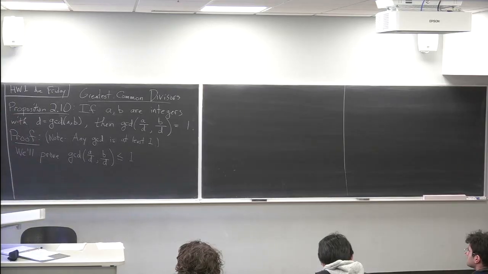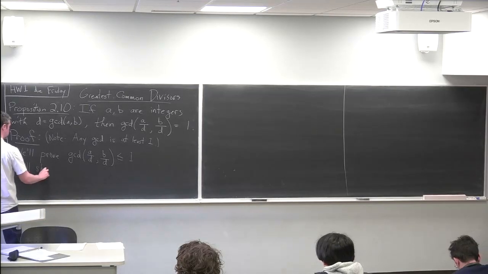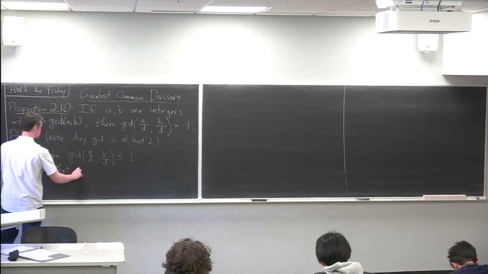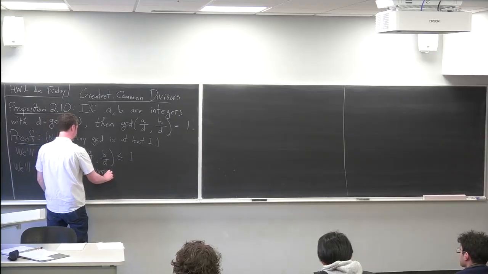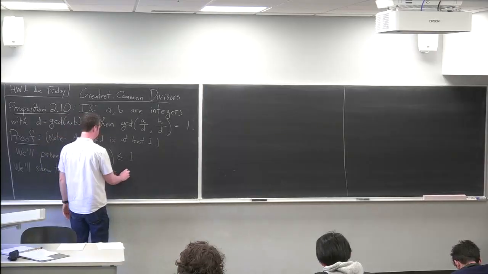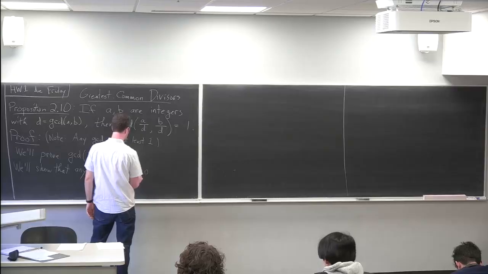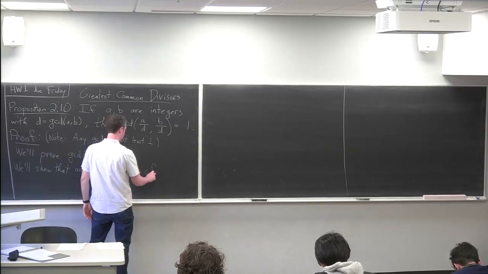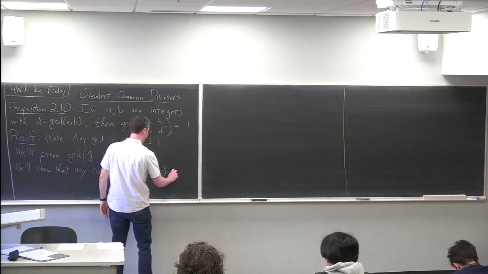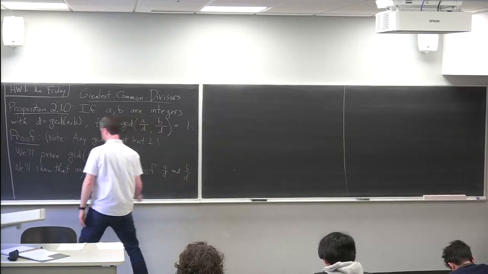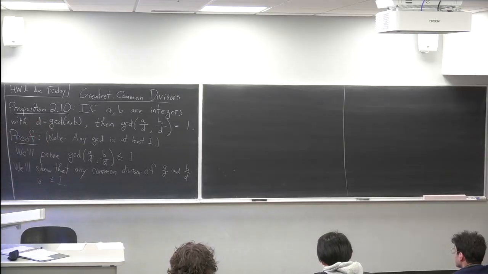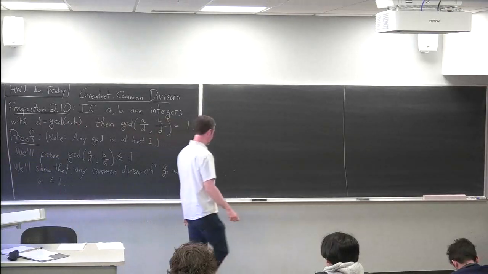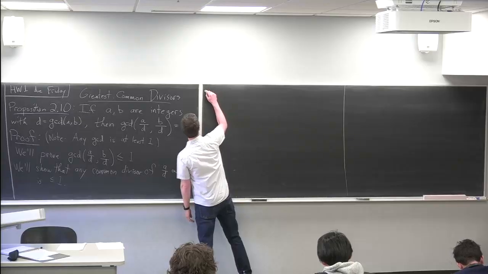What we'll do is we'll show that any common divisor of these two numbers, of a over d and b over d, is less than or equal to 1. So that's the plan. Okay, so that's the strategy. And so then we'll start with any such thing. So let's let C be such a thing.